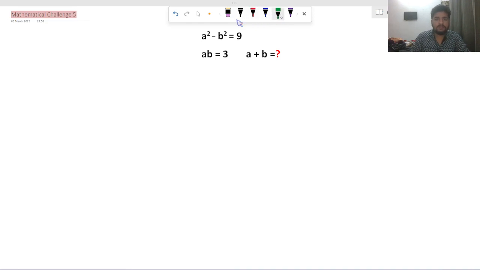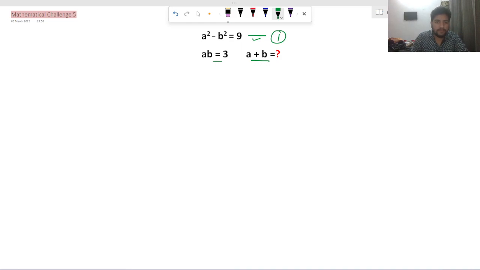In this video we are going to solve this equation. a square minus b square is given as 9 and ab is 3. We have to find the value of a plus b. Okay, for the value of a plus b, first we take our equation. Let's consider this to be equation number 1.